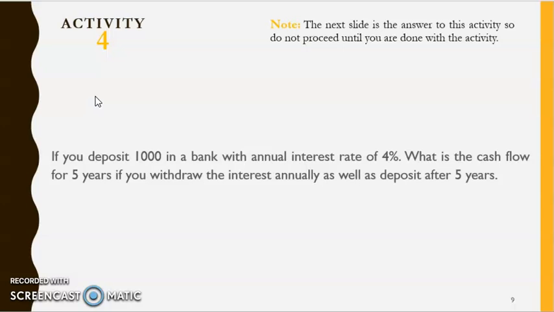Cash flow says, okay, how much you will have or how much you will lose, what is your income or what is your expenses at the end of year 1, at the end of year 2, at the end of year 3, at the end of year 4, at the end of year 5. But remember, here it's telling you what is the cash flow for 5 years if you withdraw the interest annually. It means that when you get the interest, you don't leave the interest to stay in the bank, you get it out.